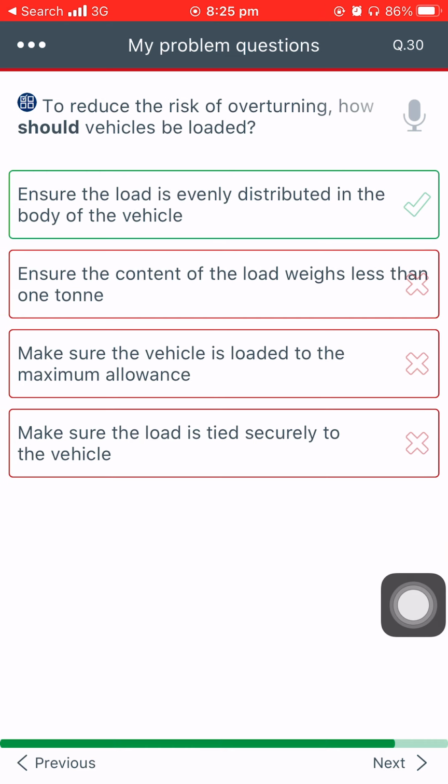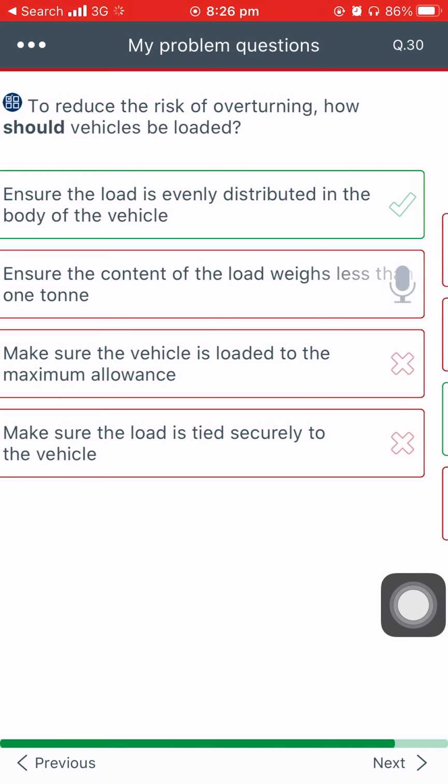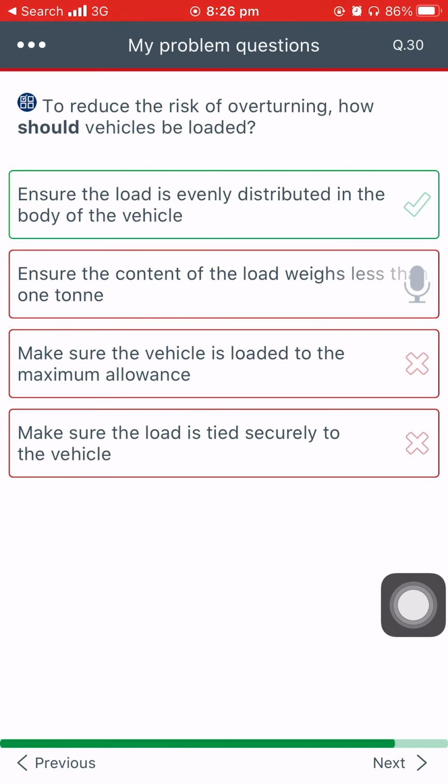To reduce the risk of overturning, how should vehicles be loaded? Ensure the load is evenly distributed in the body of the vehicle. Ensure the content of the load weighs less than 1 ton. Make sure the vehicle is loaded to the maximum allowance. Make sure the load is tied securely to the vehicle.